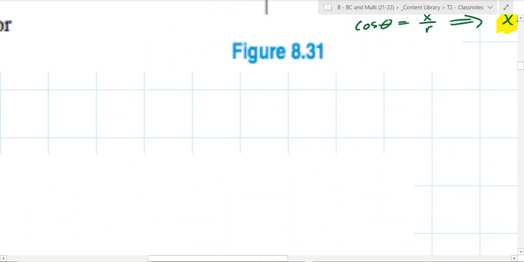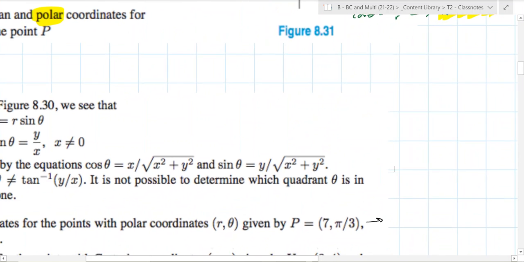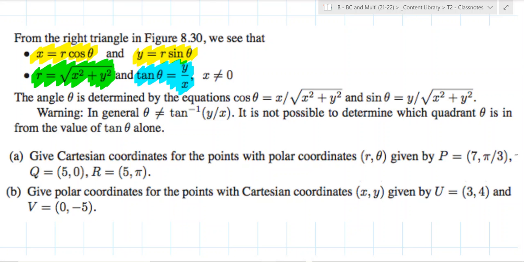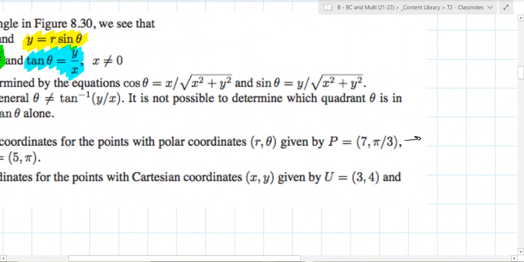So here's that summary, now that you've seen that. You know that x is equal to r cosine theta and y is equal to r sine theta, and you know that r is equal to the square root of x squared plus y squared, and tangent theta is equal to y over x. Those are the four biggest things. But what does r equal? R is equal to some function in terms of theta. Now we can convert between them relatively easily. You just have to be careful about it.